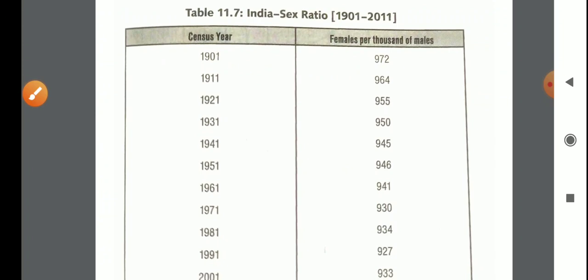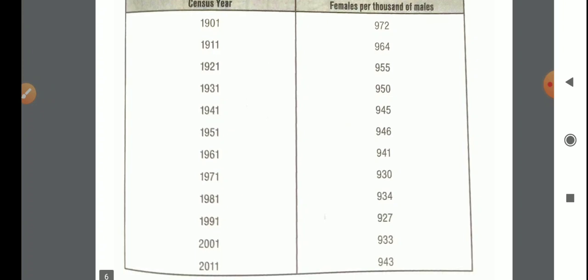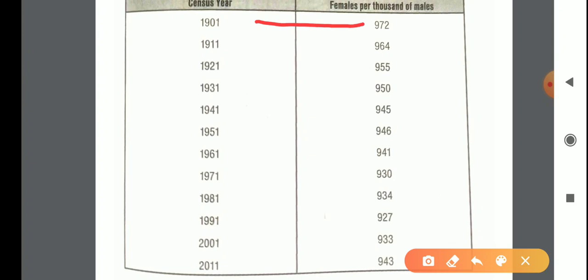Then come to the next, India's sex ratio from 1901 to 2011. Students, about the sex ratio, we can see that India is not known for a good sex ratio. India is not among the countries which have a favorable sex ratio. Because of its social structure, women's conditions in India are not as good as in other countries. So the sex ratio is obviously low. It has been declining over time. See, in 1901 we had a sex ratio of 972 females per 1000 males, which then kept decreasing.